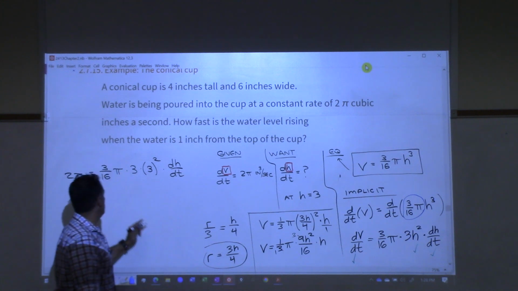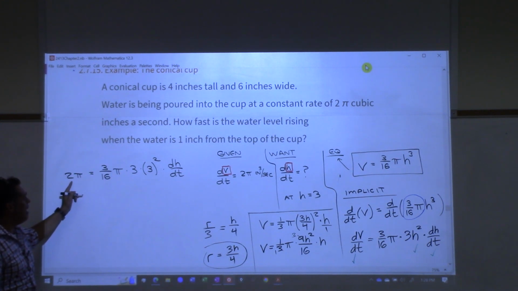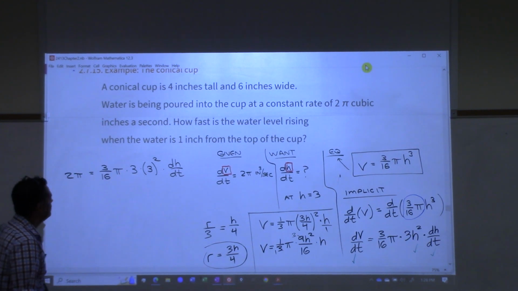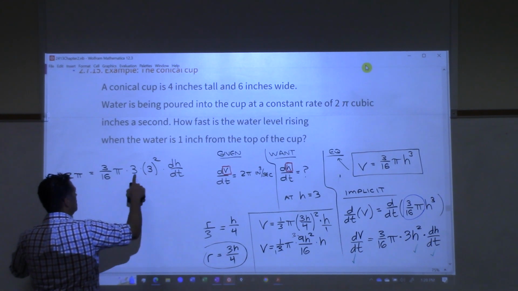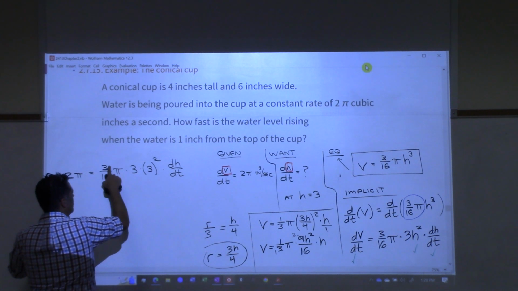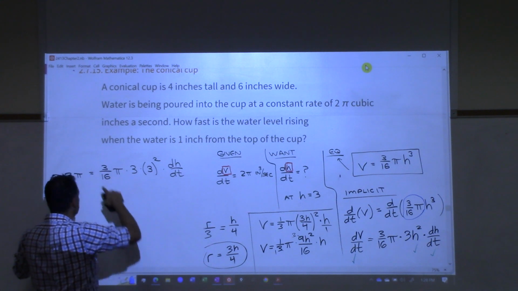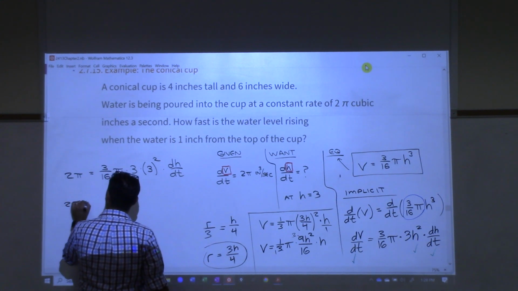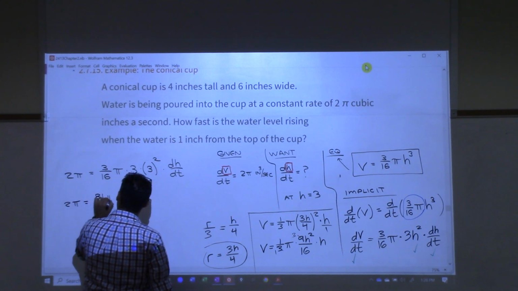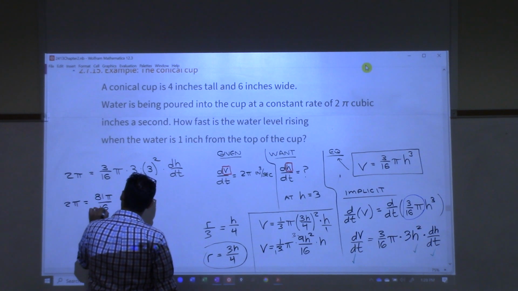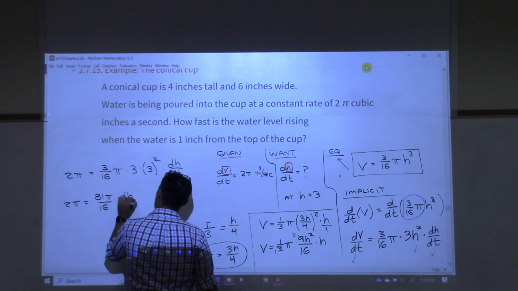Here we go. So all I did was replace the dV/dt with 2π and replace the h with 3. Are we solving for dh? We are solving for dh/dt now. Yep. So 9 times 3 times 3 times 3 times 3, that should be 81. We should get 81 on top. So 2π equals 81π over 16 times dh/dt.